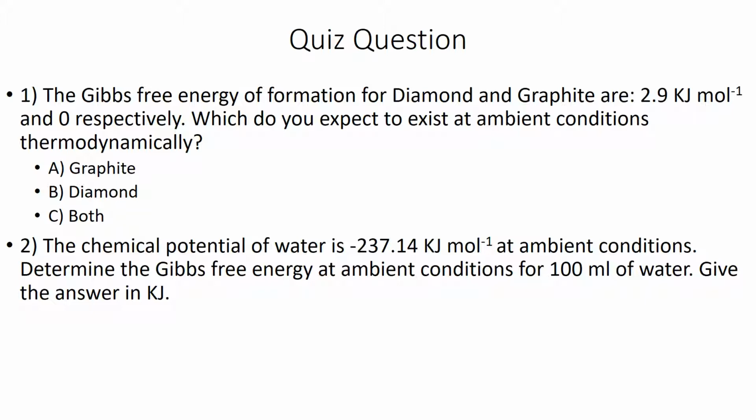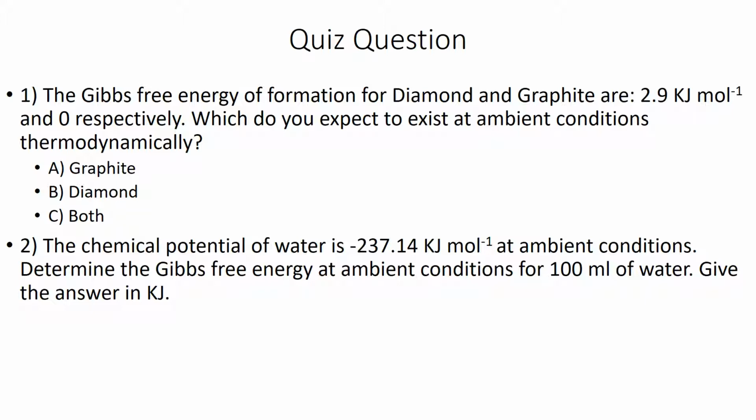Question number 1. The Gibbs free energy of formation for diamond and graphite are 2.9 kilojoules per mole and 0 respectively. Which do you expect to exist at ambient conditions thermodynamically? A, graphite, B, diamond, C, both.